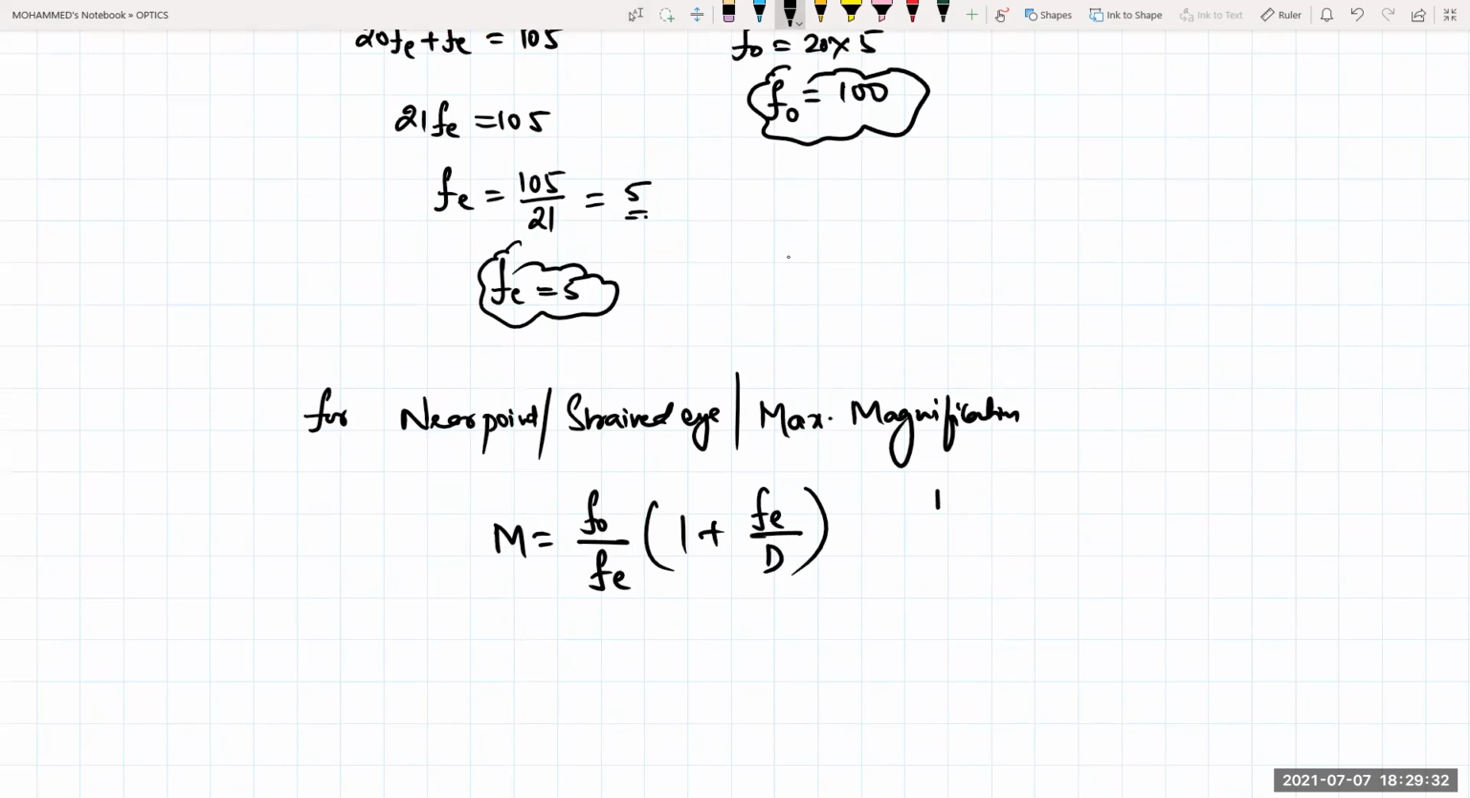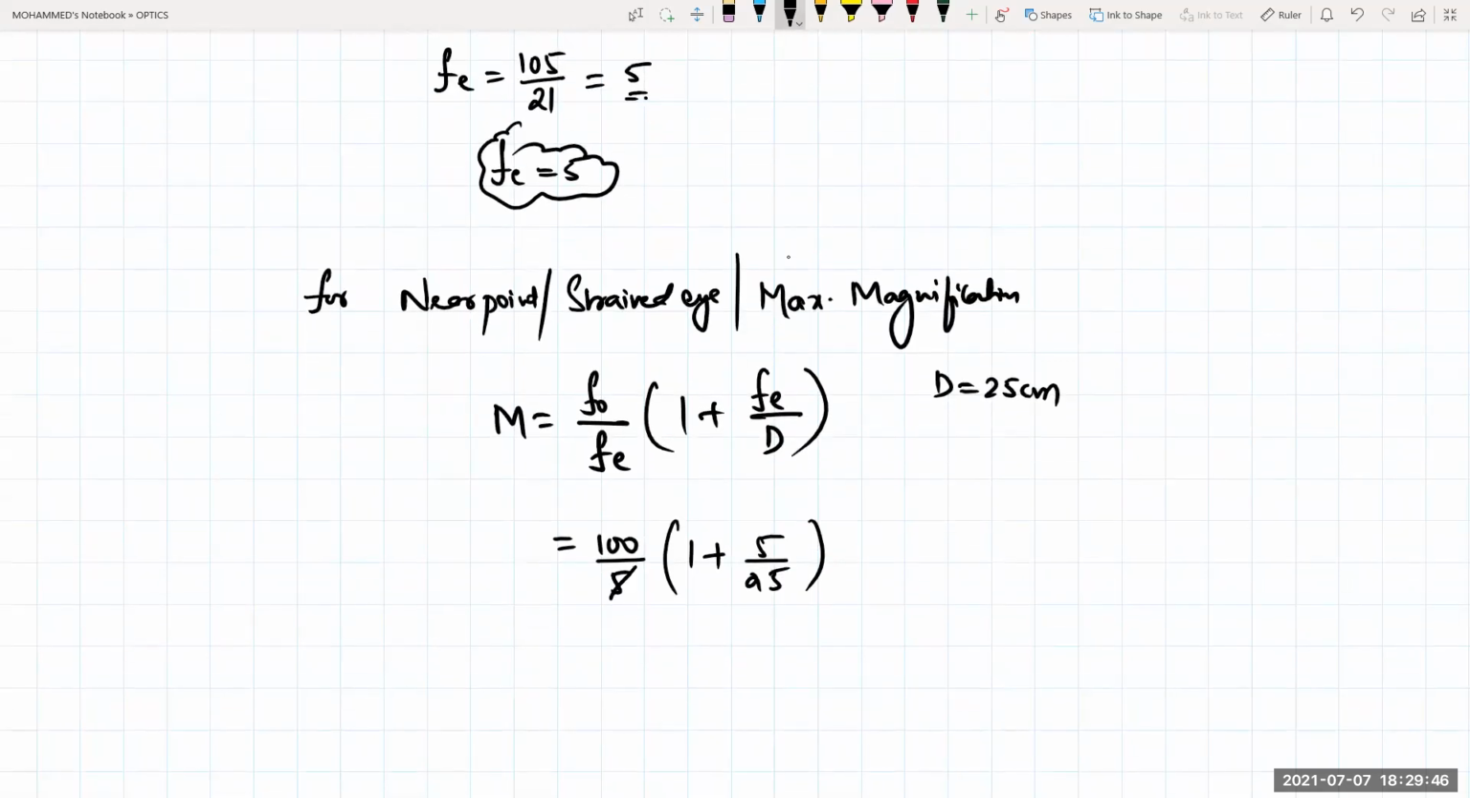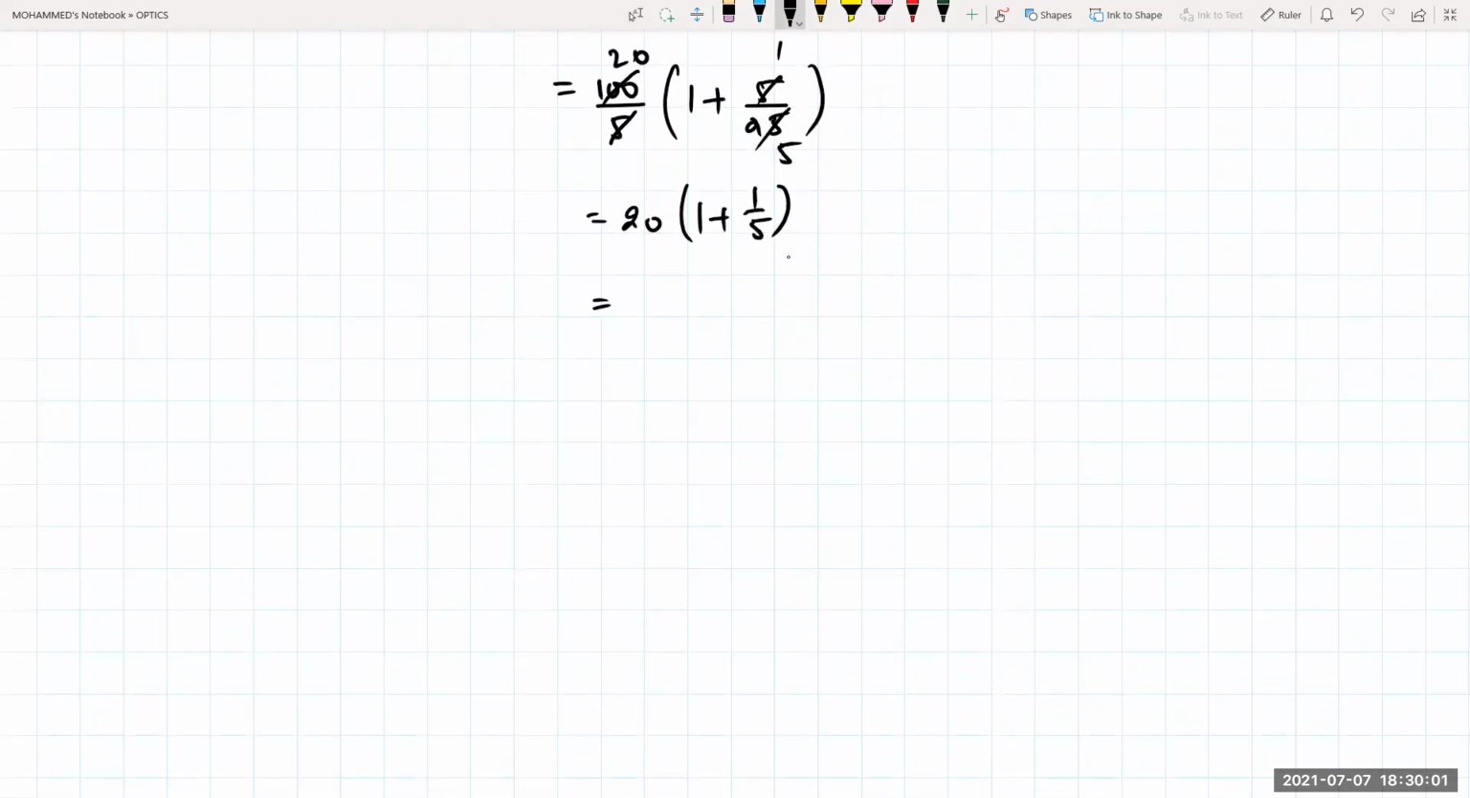What is the value of the least distance of distinct vision? 25 centimeters. Focal length of objective is 100, focal length of eyepiece is 5. So 100 by 5 into 1 plus 5 by 25. That is 20 into 1 plus 1 by 5, which is 20 into 6 by 5. 5 fours are 20, 6 fours are 24. So 24 will be the answer for this.